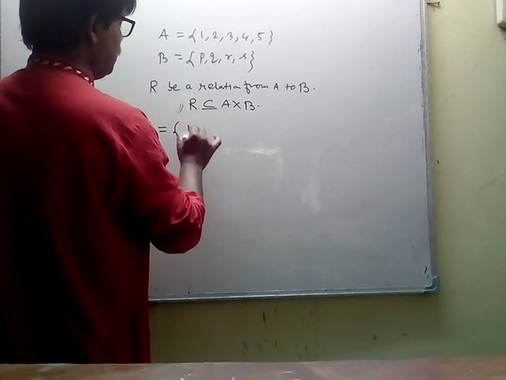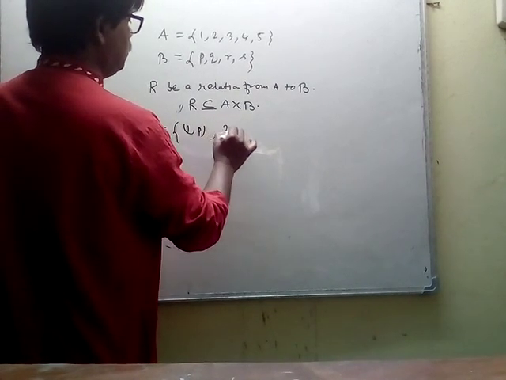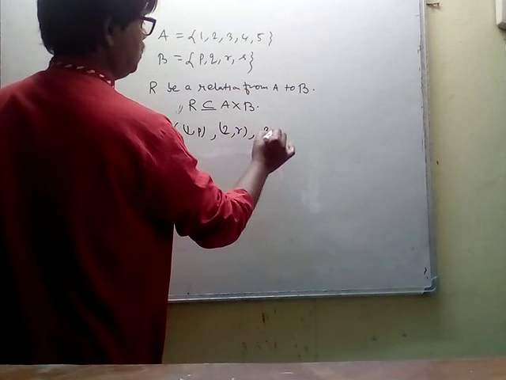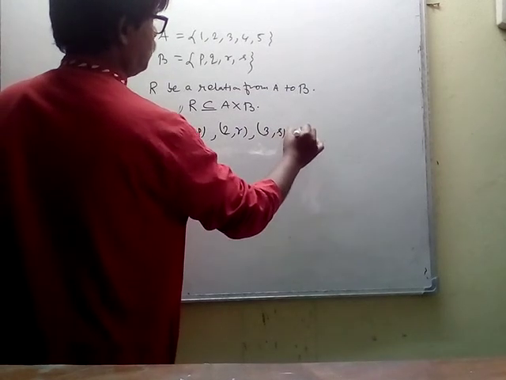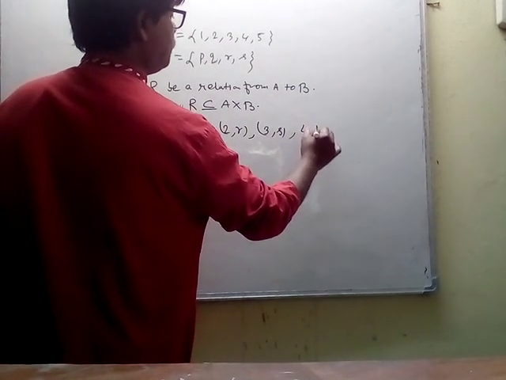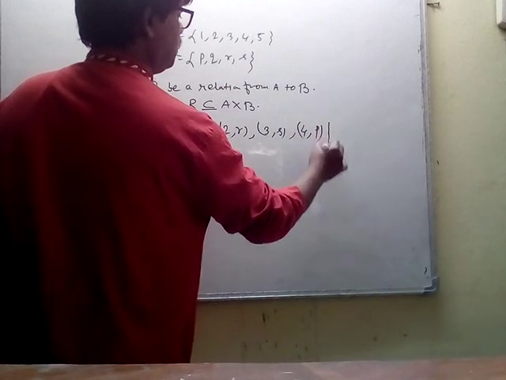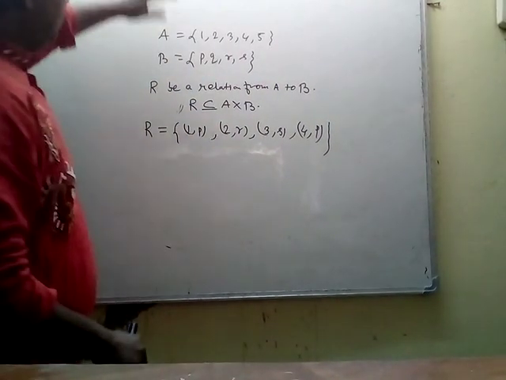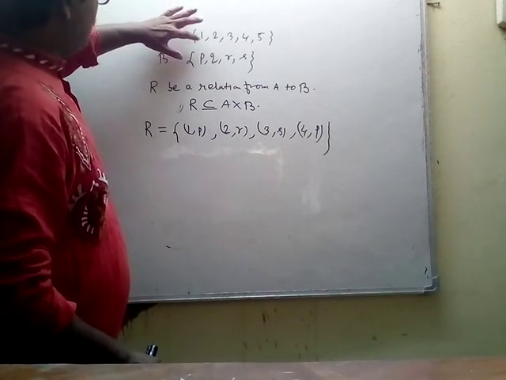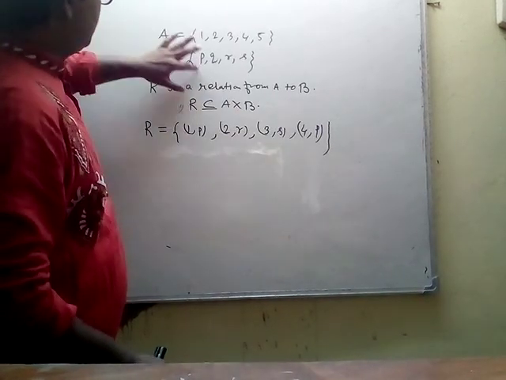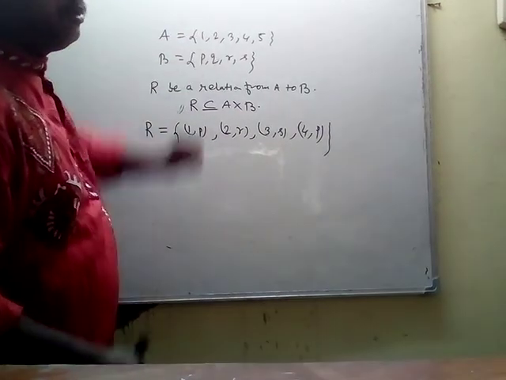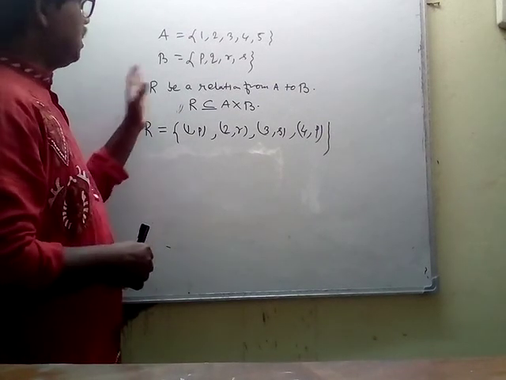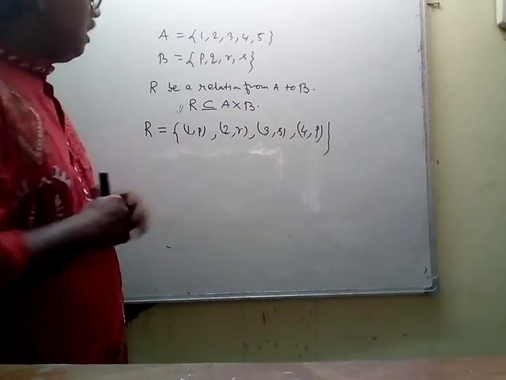(1, P), (2, R), (3, S), (4, P). In A cross B, how many elements are there? The number of elements here is 5 and here is 4. 5 into 4, 20. That is, in A cross B there are 20 ordered pairs.